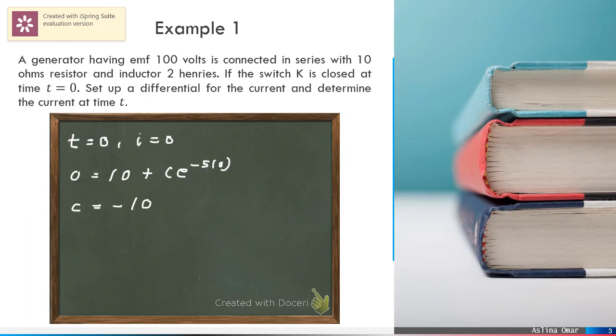Okay, so now gantikan dalam persamaan. So, you dapat IT awak equals to 10 tolak 10 e to the power of negative 5t. Okay, so, itu jawapan dia. Dan soalan itu hanya suruh cari expression sahaja. So, dia tak suruh you solvekan apa-apa pun.